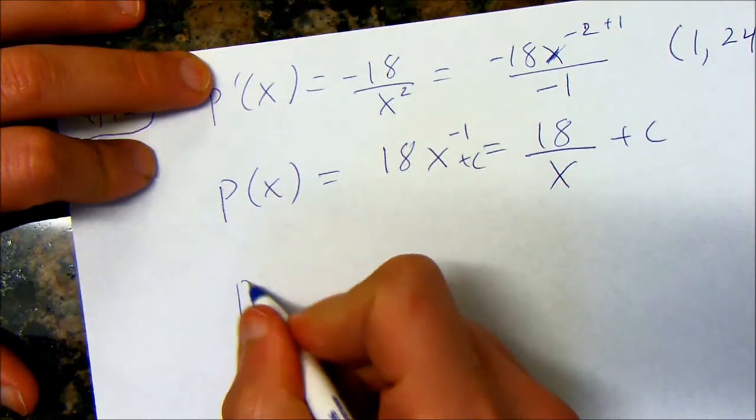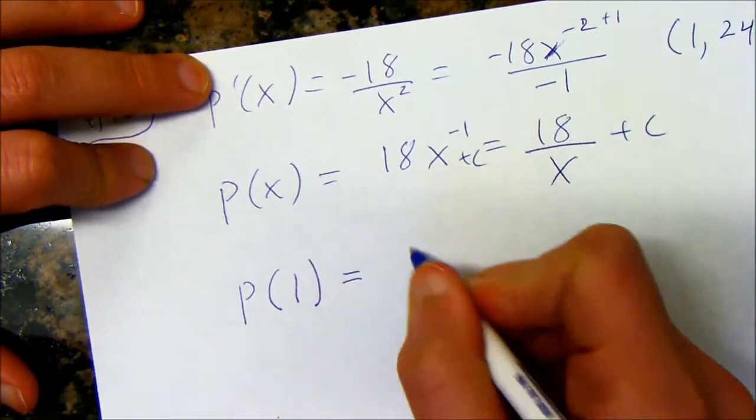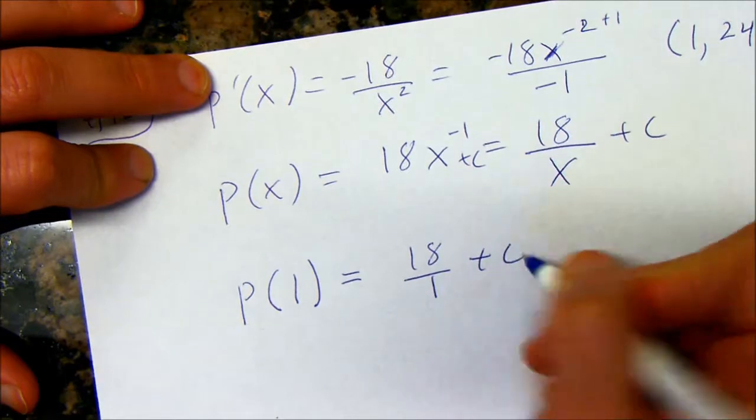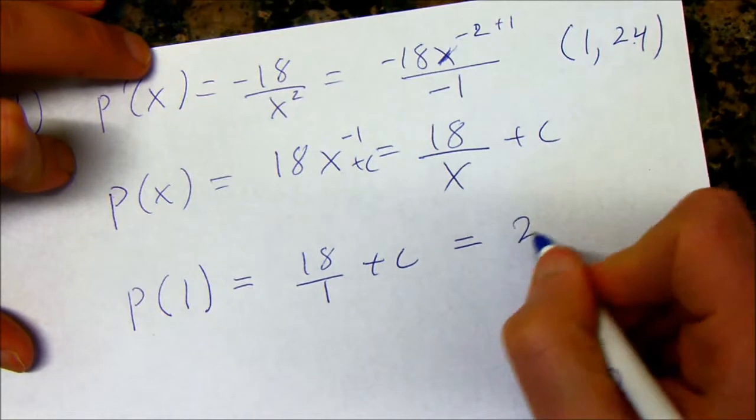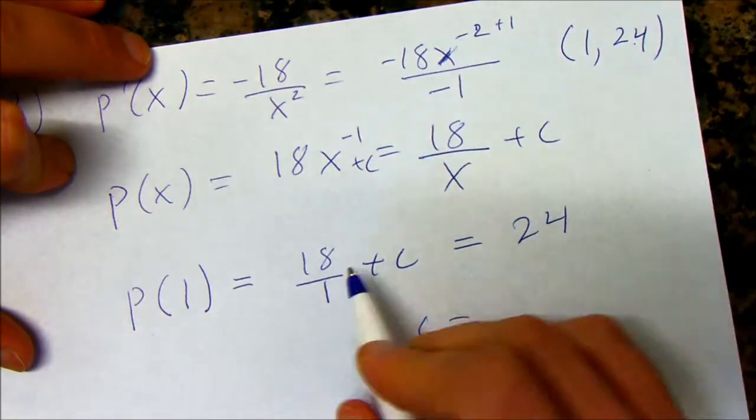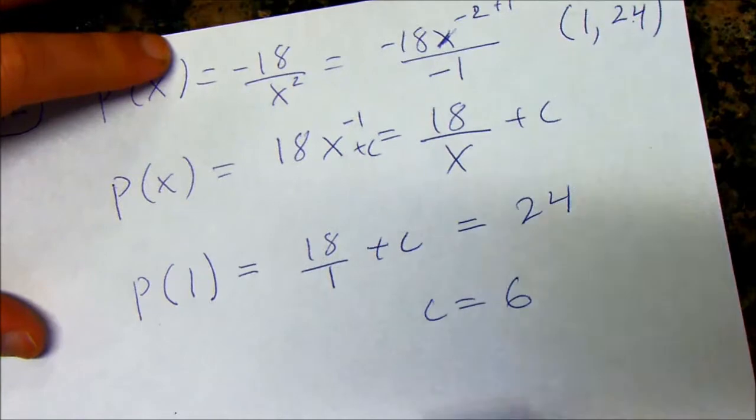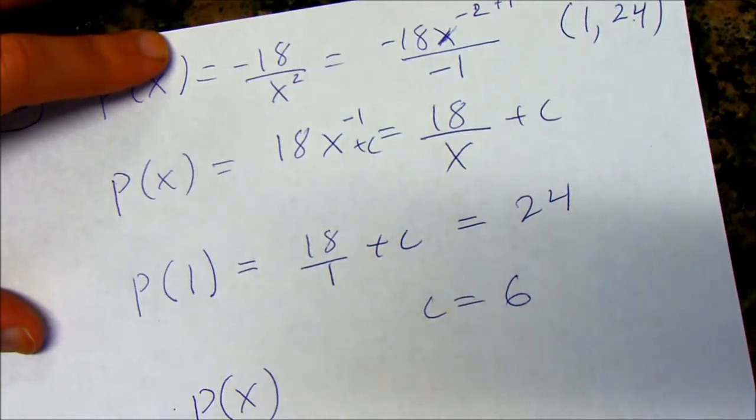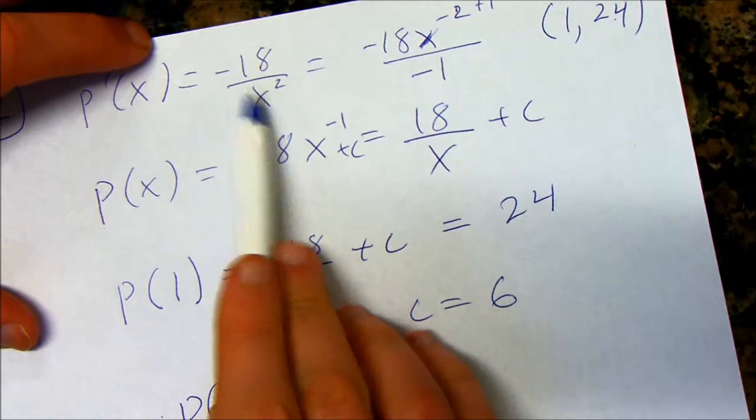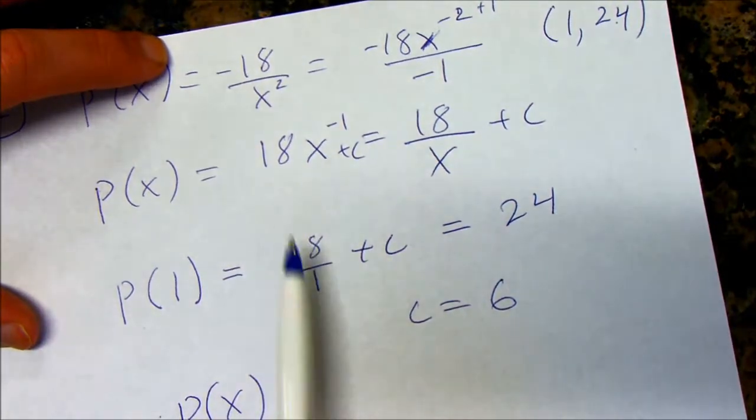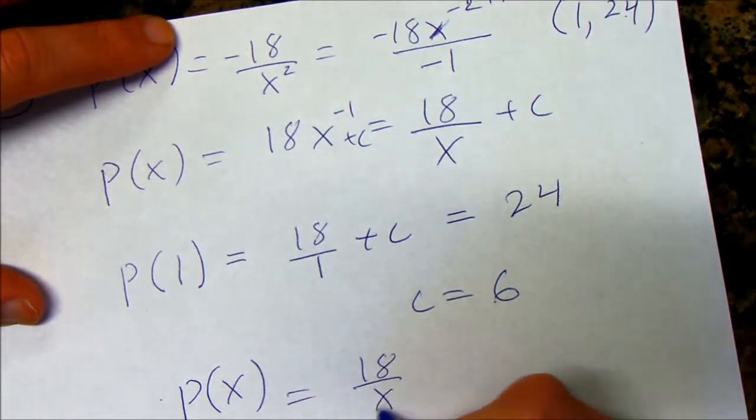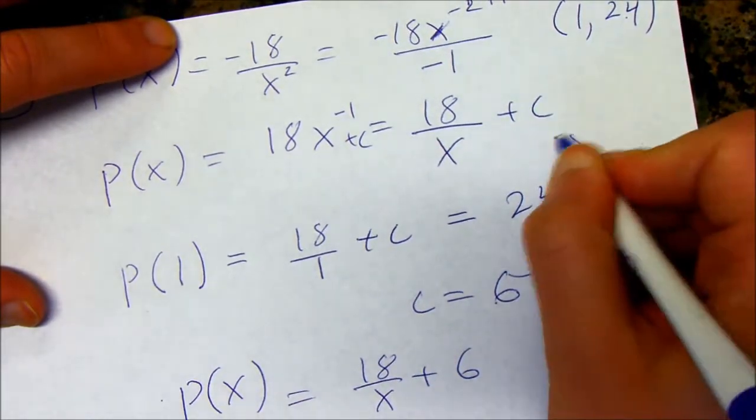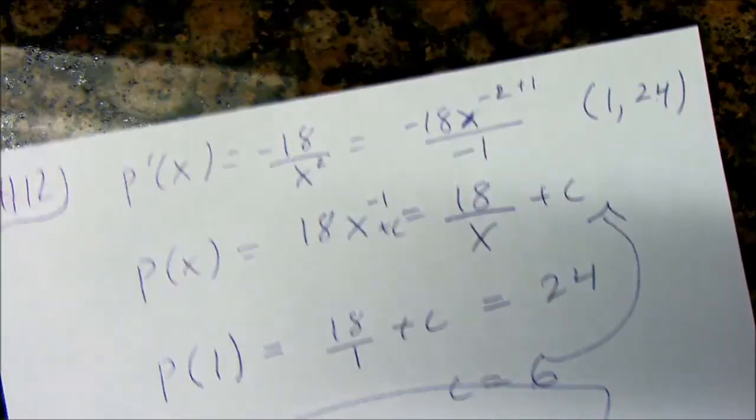So how do I do that? Okay, I say, well, p of 1, which is 18 over 1, plus c, has to end up being this y value. So p of 1 has to be 24. So that means c has to be equal to 6. So my answer for the specific one that works, since it has to be the antiderivative of this, and it has to go through that point, is 18 over x plus 6. I just plugged this back into here, and there's my answer. Okay? Good. Next assignment.